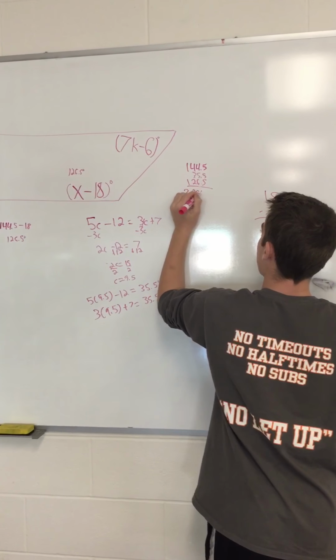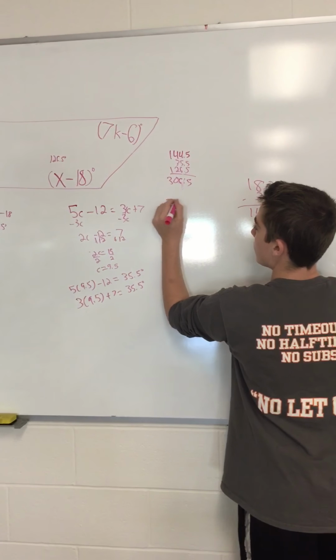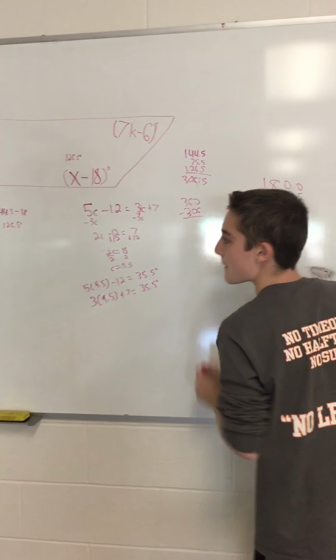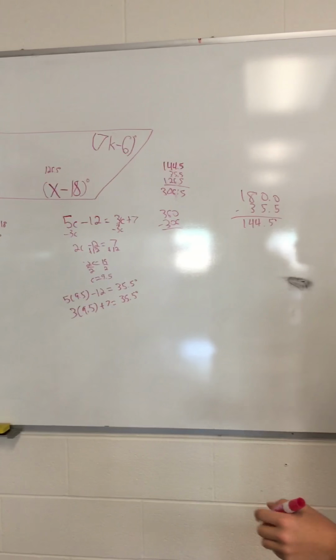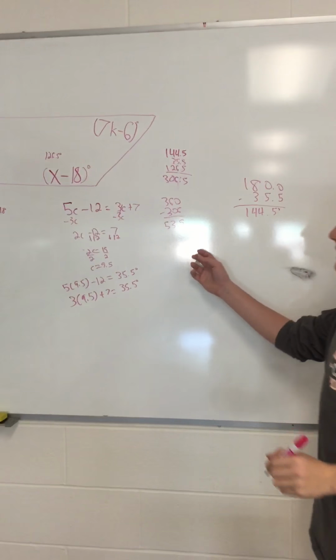Oops. And now since we have that, we're going to subtract that from 360, which will give us 53.5. And now since we have 53.5, this is what we need to get, but we need to plug that into the equation.